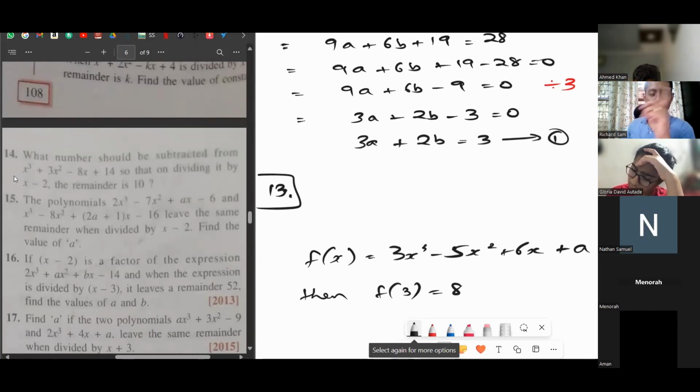Okay, so your question 12 in your book, and what's the next one? 13? This one? What number should be subtracted? That is your homework. Let's look at another one. Question 15 in my book. Do you have it in your book?